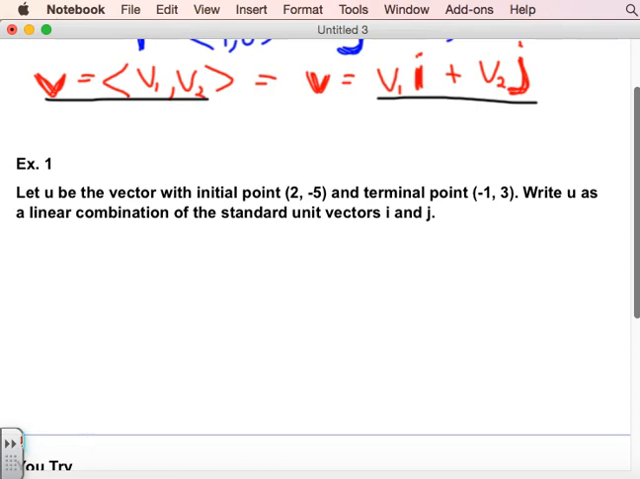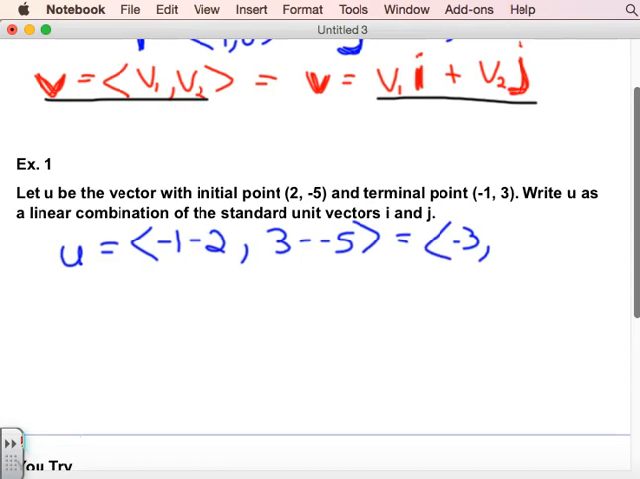We remember that we can find the vector by just taking the x's and subtracting them. So we do the terminal point, -1, minus the initial point, 2. And the same thing with the y values, 3 minus -5. That gives us our vector u. -1 minus 2 is -3, and then 3 minus -5 is going to be +8. So there's the vector in component form that we're used to seeing.